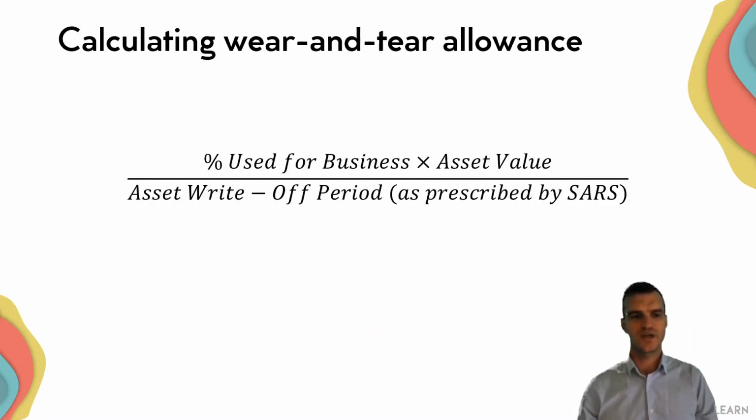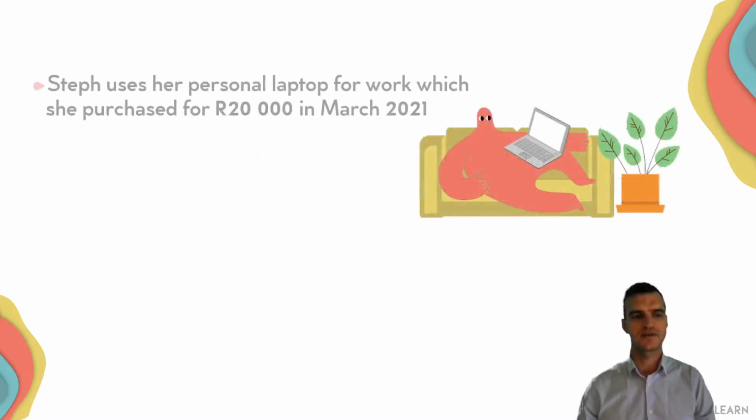Now, to calculate your wear and tear allowance, you can see the formula on screen. You multiply the value of the asset by the percentage that you use it for business, and then you divide it by the prescribed write-off period, which SARS provides for different types of assets. They provide different write-off periods, and you can access a link in the learning materials which takes you to the SARS page, which sets out the specific write-off periods for different assets.